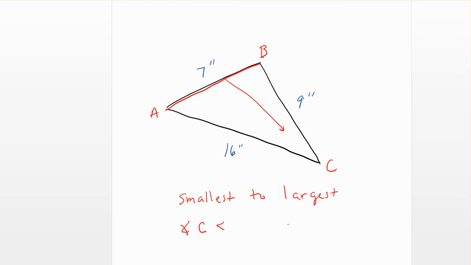Let's get the largest angle. That's going to be angle B, because 16 is our largest side. So our largest angle will be on the other side. Angle B is going to be our largest angle. And that means angle A has to fall in the middle. If we order the sides 7, 9, 16, we would see that the angles opposite fall in the same order. Angle C is opposite the smallest side, angle A is opposite the next smallest side, and angle B is opposite the biggest side.